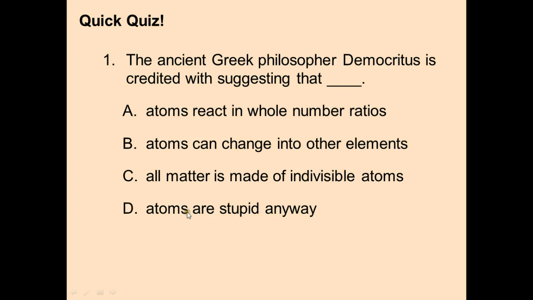Well, right away you can eliminate D because the answer is so broad and ridiculous. And if you recall, Democritus didn't really go into much detail. He just proposed that all matter is made up of small indivisible atoms. So the answer must be C, because he was all the way back in the day when they didn't have scientists or any technology to discover anything.